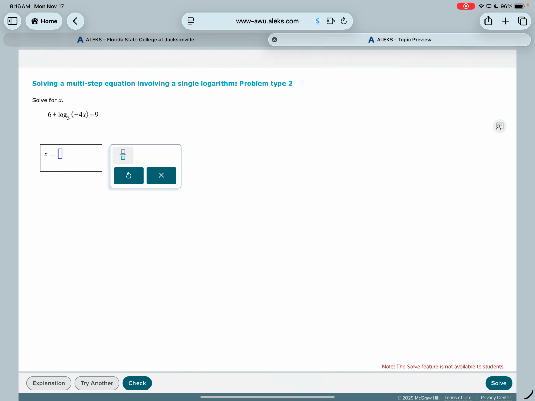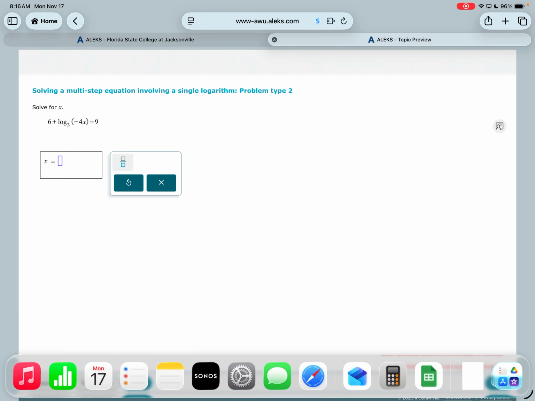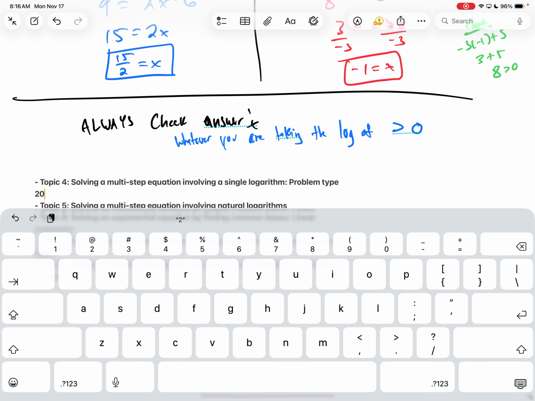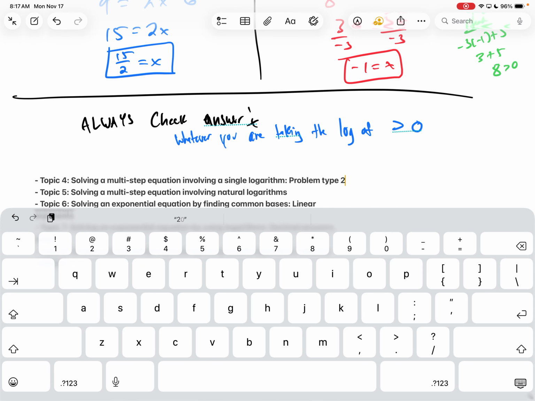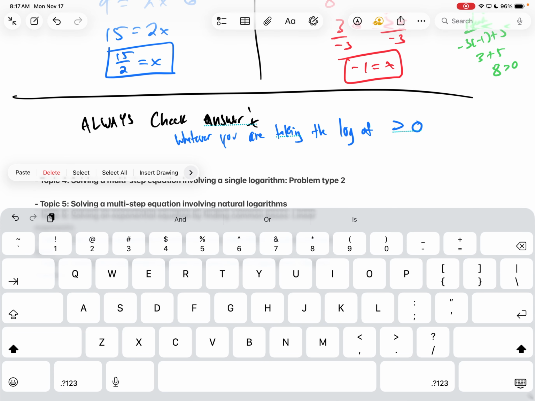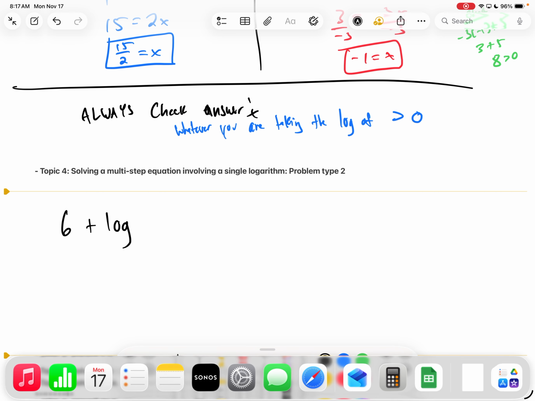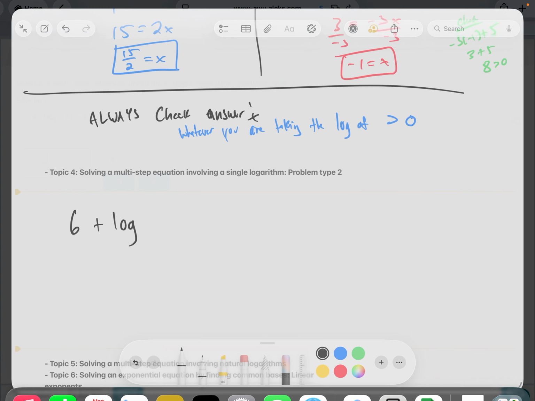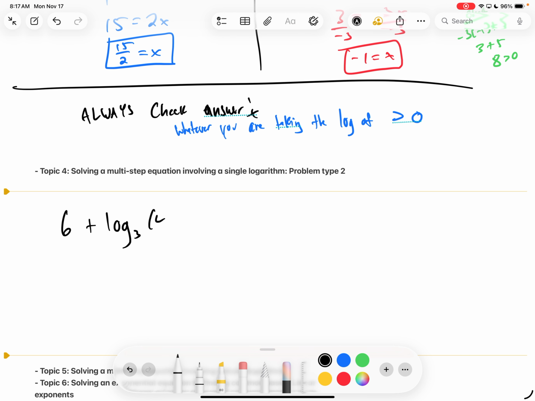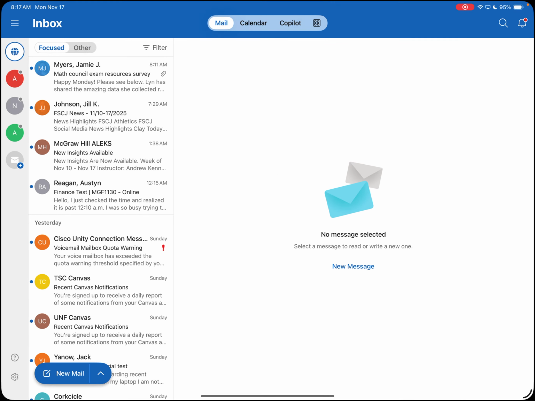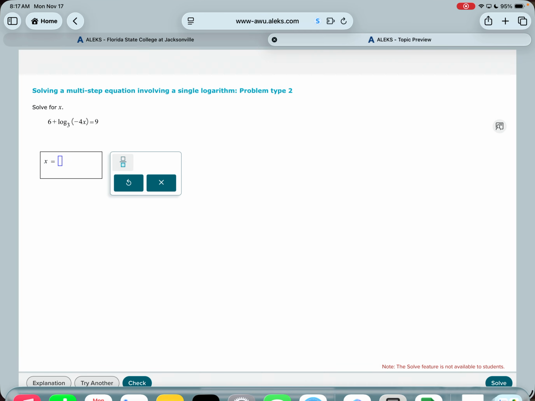So here's another one. What you want to do on this, 6 plus log base 3 of negative 4x equals 9. So this is the next topic, problem type 2, very similar. Nothing really changes on these. You still want to, sorry, I'm kind of confused. I didn't put that one type of problem in here. Y'all probably don't want me to add anything to this class, all right? Oh man, I keep clicking on my email by accident.